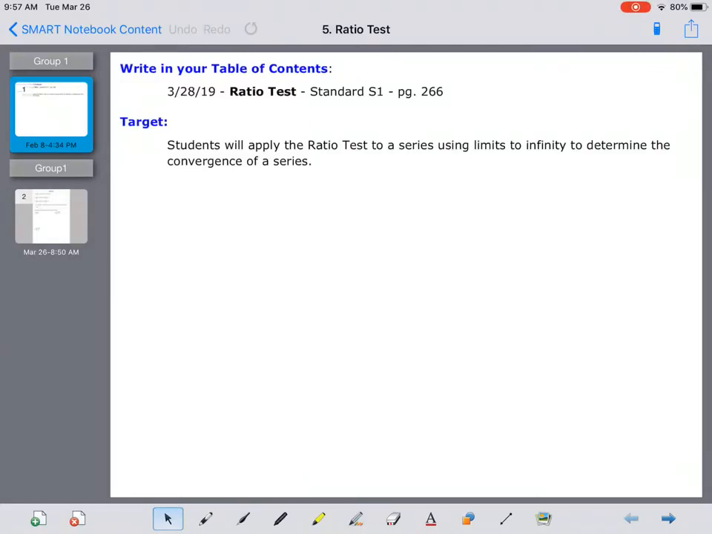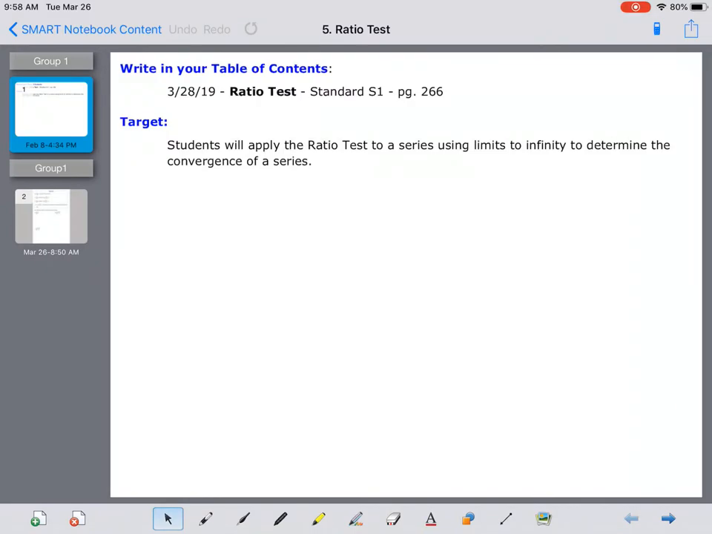This video is going to cover the ratio test. The ratio test is actually one of the most important tests that we'll use beyond series. Students will apply the ratio test to a series using limits to infinity to determine the convergence of a series.